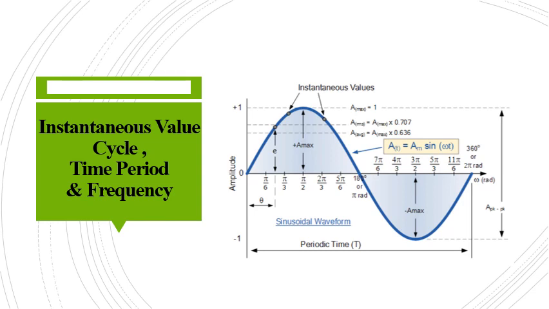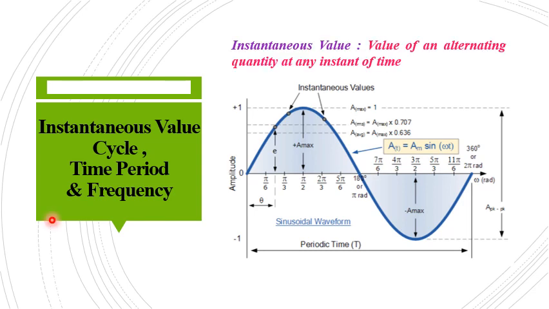Next, we can familiarize with some of the parameters that are used to measure an alternating quantity. First parameter is instantaneous value. So what is an instantaneous value? Instantaneous value is the value of an alternating quantity at any instant of time.